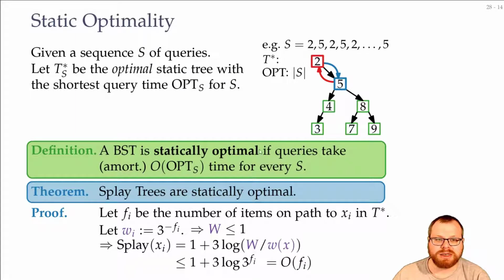Again, this is only if you have enough queries, so you need at least n queries. Otherwise, the whole thing will not work out because the potential change might be too large. So this is something you have to keep in mind. But this gives us the static optimality of Splay trees, and this is a beautiful result.